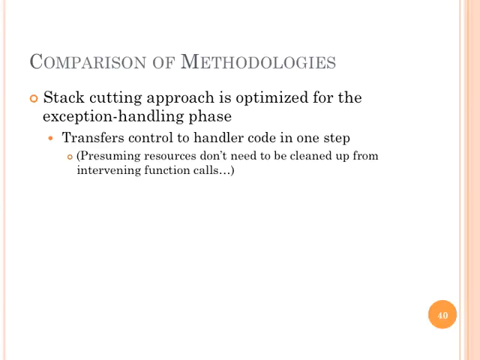Just to summarize, this is something I've already said, but stack cutting is optimized for the exception propagation phase. It is not optimized for the normal phase. We have to do work every time we enter a try block. And in fact, we have to do work when we leave the try block because we have to pop those jump buffers off of our try stack if we didn't actually have an exception. But when we do have an exception, it's super fast. We jump straight to the appropriate place to handle that. So you can see that it goes very fast. We can't clean anything up, so we just kind of assume we don't have to.